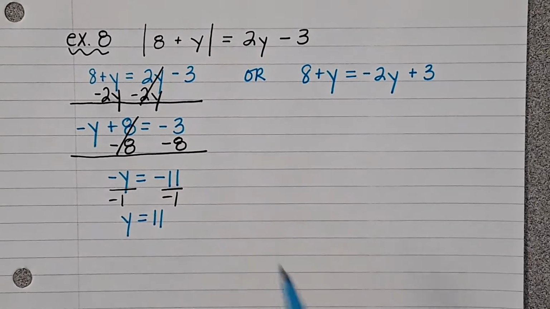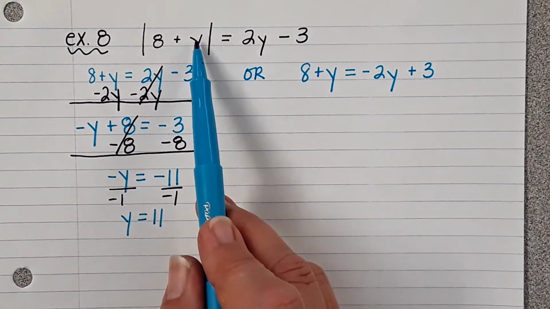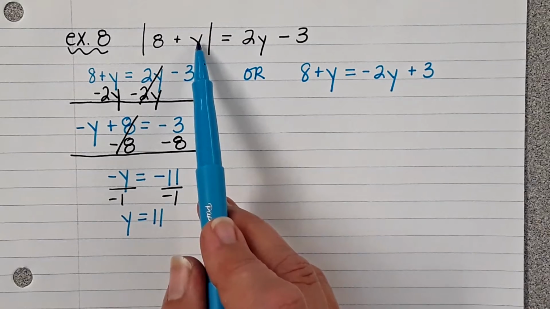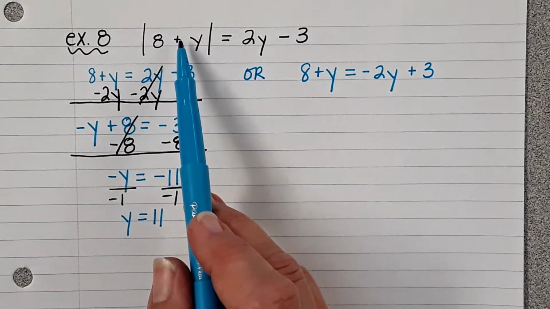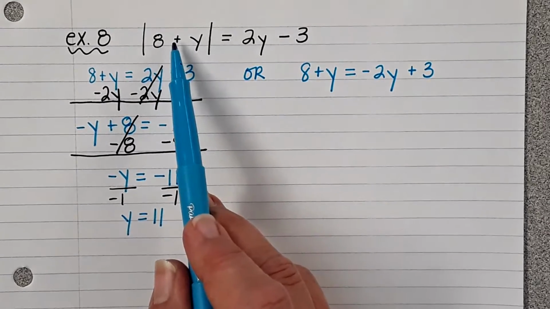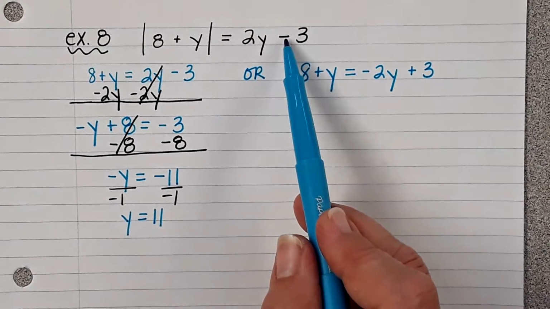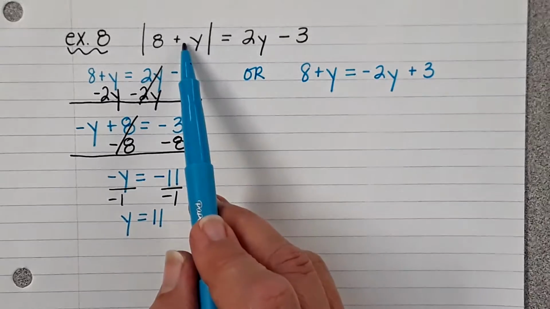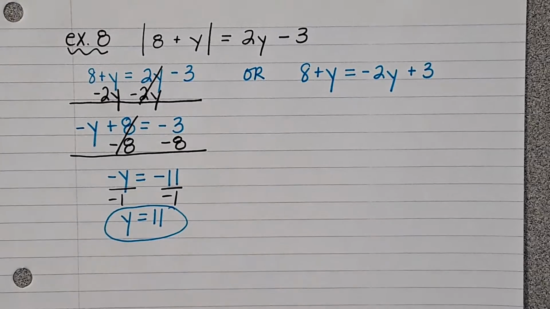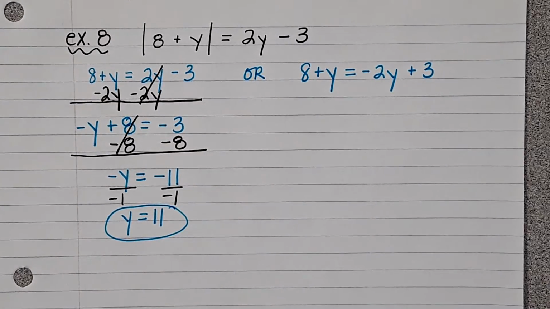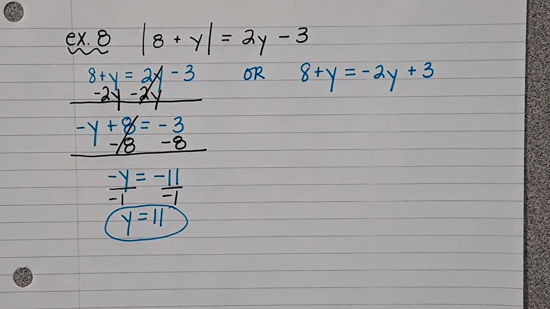Now, before we move to the other one, let's make sure 11 works. What is 8 plus 11? 19. What is the absolute value of 19? 19. Okay, so this side equals positive 19. What is 2 times 11? 22. And 22 minus 3? 19. So the absolute value of 19 is 19, and 19 equals 19. So we know for sure that's the solution. What I'm trying to get you to do is every time you get an answer, go back to the original problem and make sure it works.